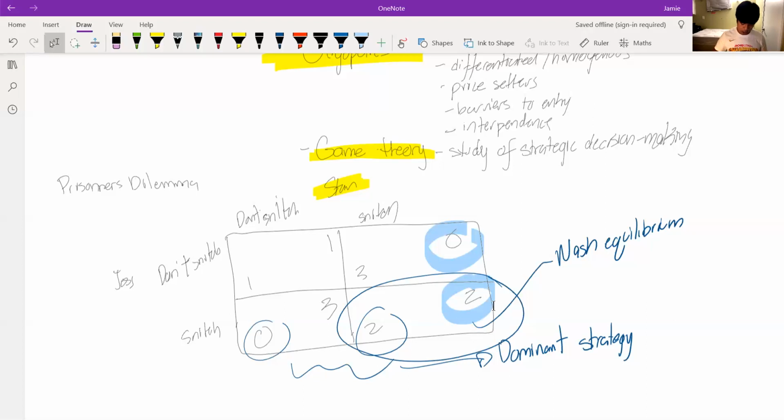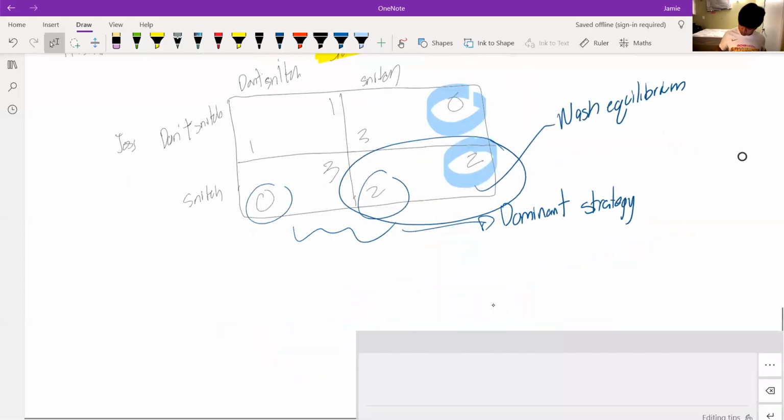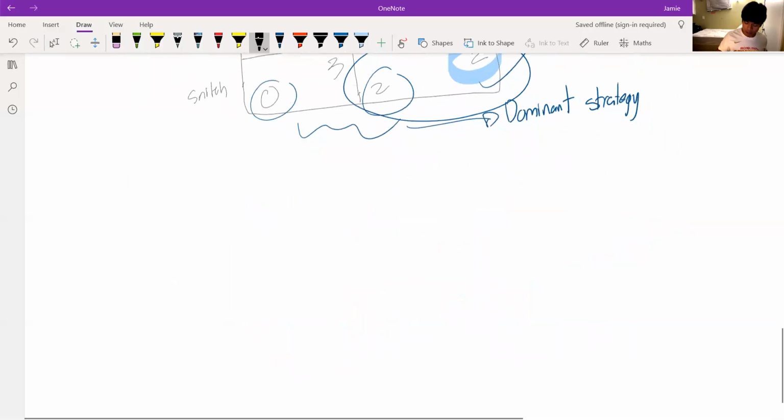So that's collusion. Okay, last but not least is monopolistic competition.